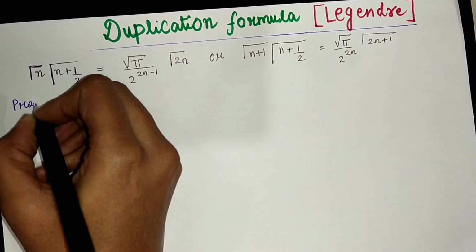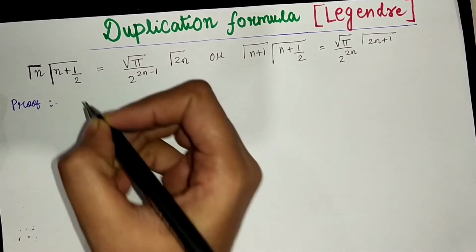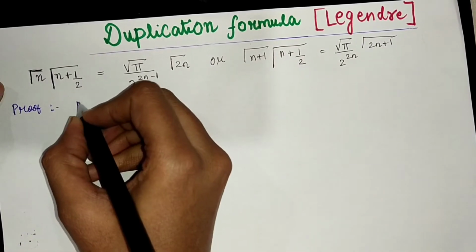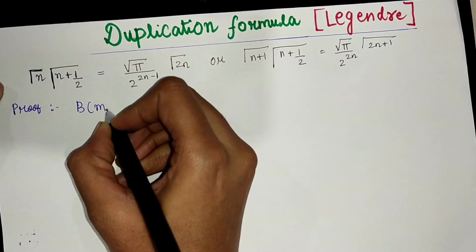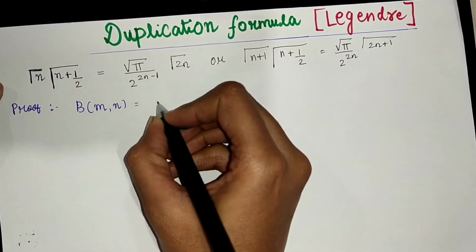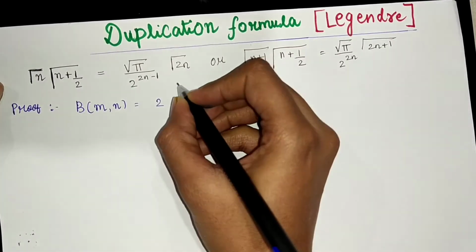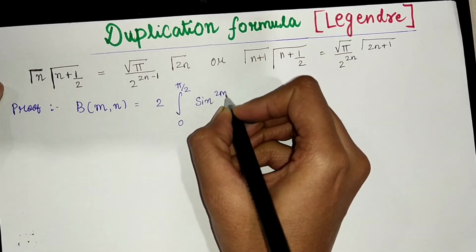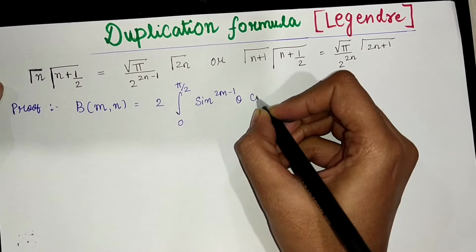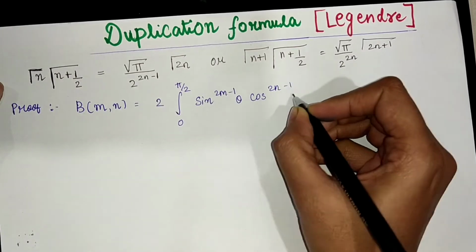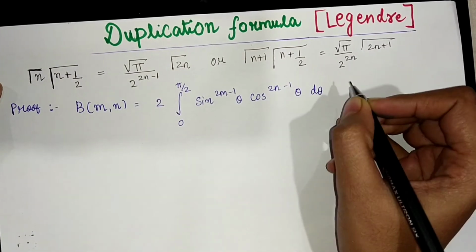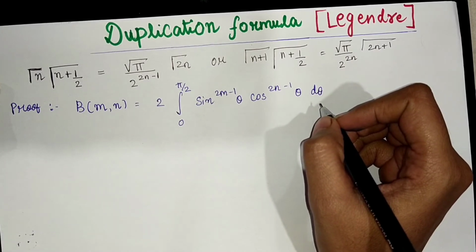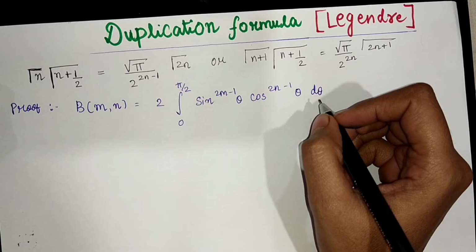So proof. Now we have seen in the previous lecture one of the beta properties. We will use that beta property. Beta m comma n is equal to 2 integral 0 to pi by 2 sine raised to 2m minus 1 theta into cos raised to 2n minus 1 theta into d theta. We know this beta property, okay? So by using this property we will prove this formula.